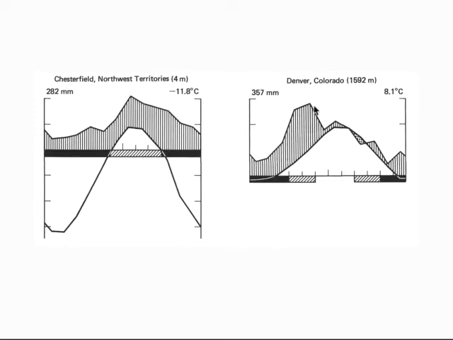So we have plenty of moisture throughout the winter and spring, but we get rising temperatures and declining precipitation, so we have this summertime drought.